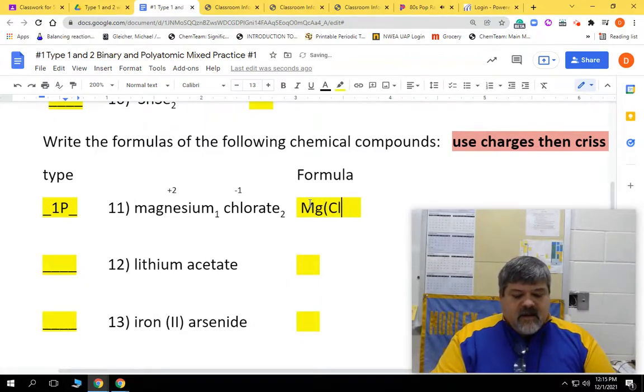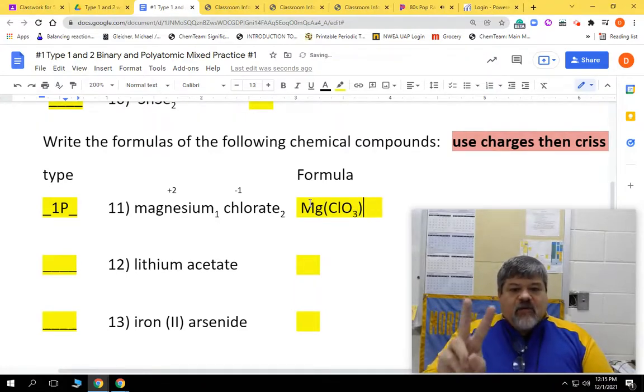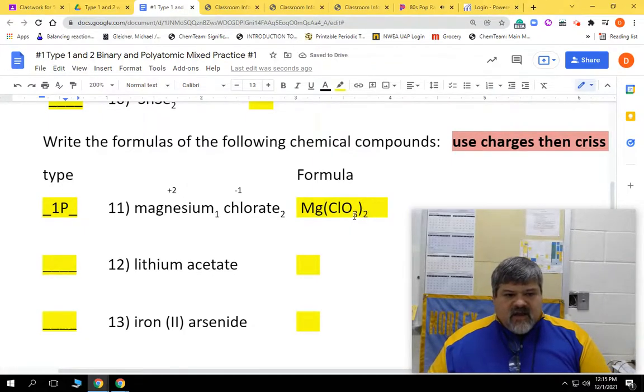ClO3. And then, in my parentheses, I need 2 of them, so I have to put a subscript of 2. Now I can't just leave that 3 down there, because that 3 says I have 3 oxygens, not 3 chlorates. And I need 2, so I just can't change it to 2, because if I change it to 2, then that would be chlorite. So this is how we do this one.